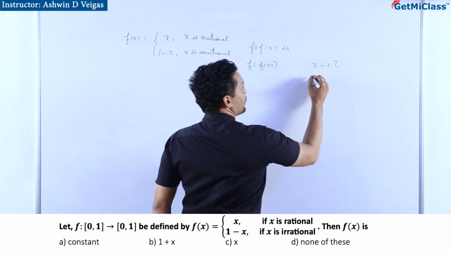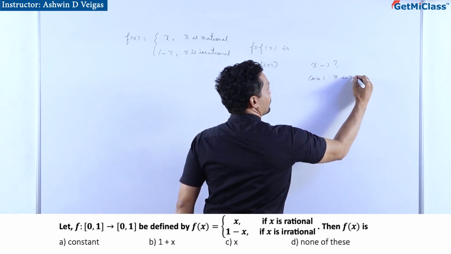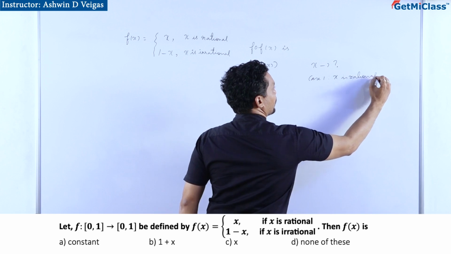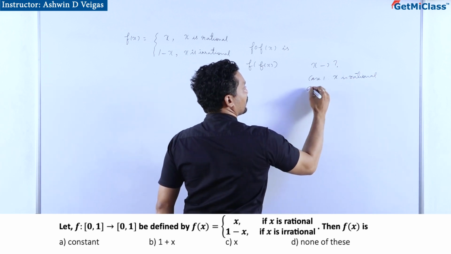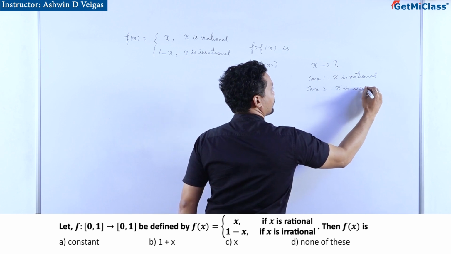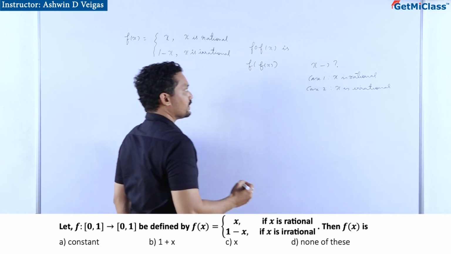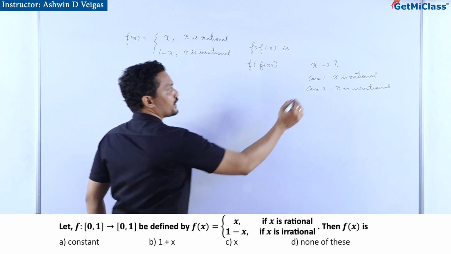That means in case 1 you have to take x is rational. In case 2 you have to take x is irrational. So, you have to analyze the cases like this. Okay. Now, we will go to case 1.